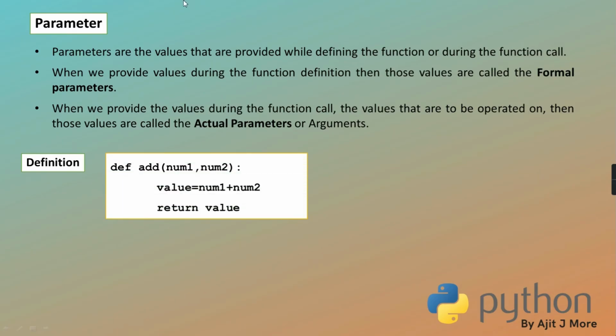So quickly, one simple example I have taken. def add(num1, num2). So num1 and num2 are the two parameters which are received in the function definition. See, when we provide values to the function definition, then they are called formals. So num1 and num2 are formals. Then value is a local variable. Formals are also local only. We are coming to that topic.